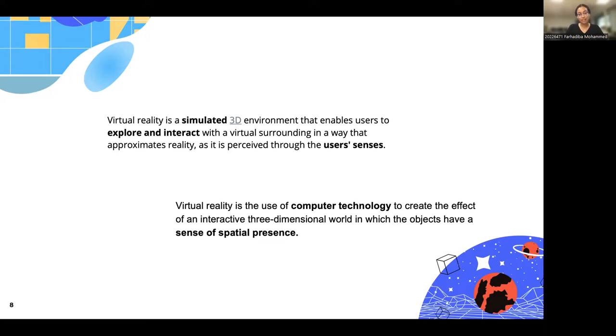So if we have a look at these definitions, we see that there are some key aspects that are important when we talk about virtual reality, which is the three-dimensionality we have in the virtual world, that you're able to explore and interact with the environment that is provided, that it stimulates a lot of the senses you have, that you need some computational power and good computer technology, and that even presence plays an important role.